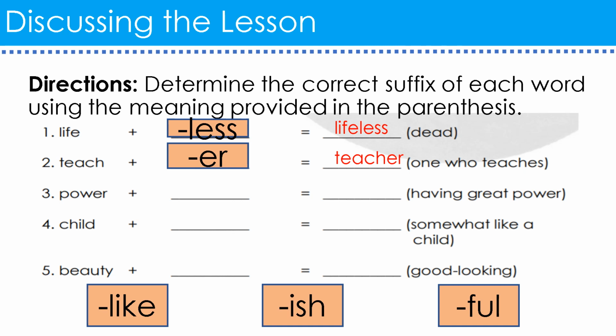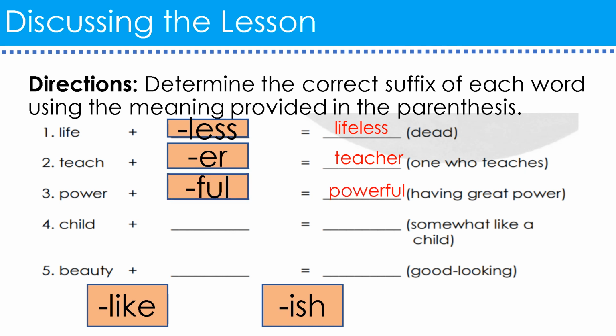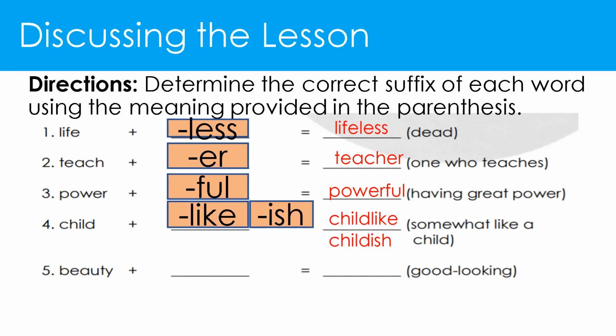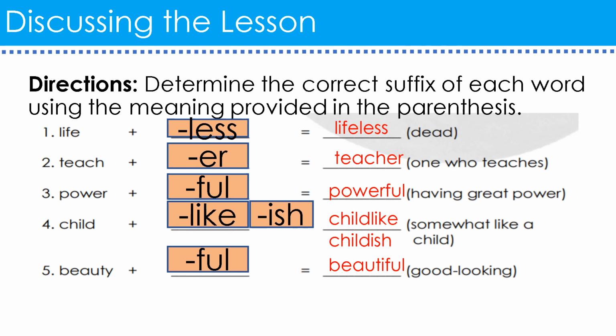So power plus equals having great power. So powerful. Powerful means having a great power. Child plus equals it's somewhat like a child. Okay, so child, like or childish, pwede. Okay, so childlike or childish means somewhat like a child. And lastly, beauty equals good looking. Okay, so let's see. Full, beautiful.